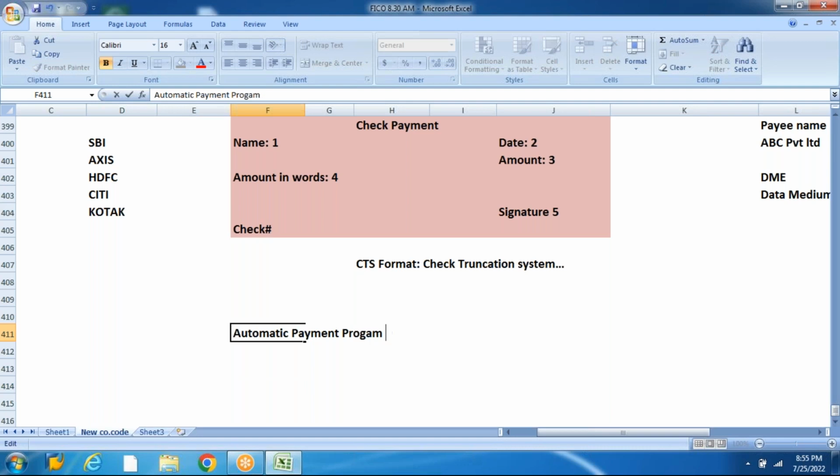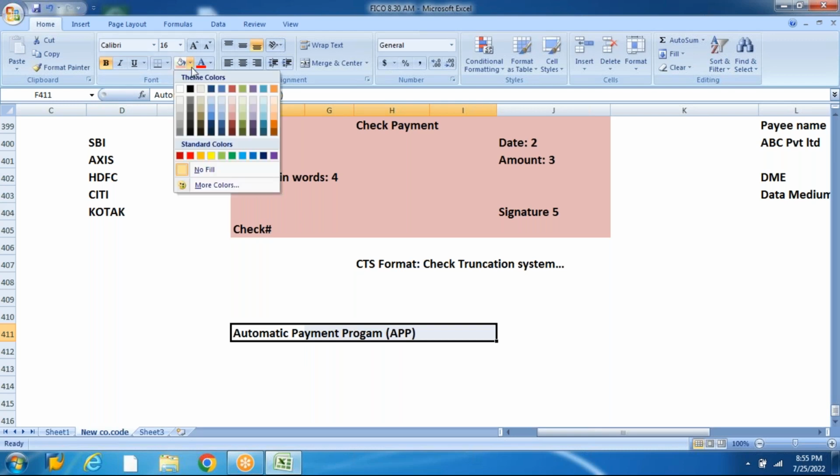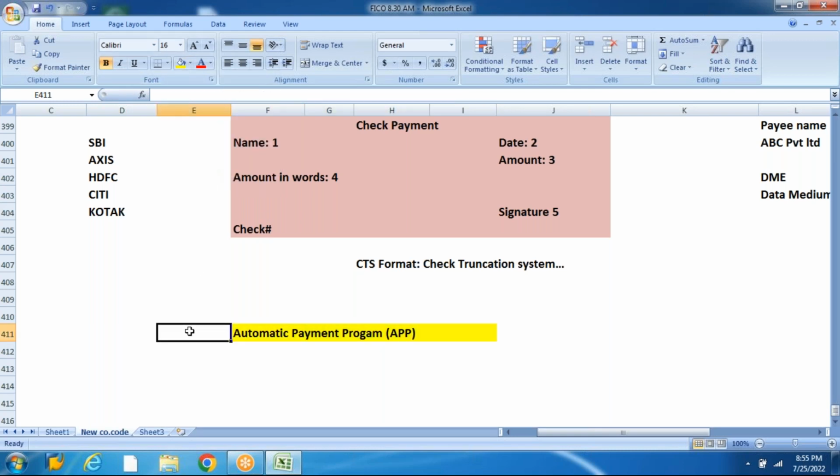Now, this automatic payment program is also called APP. In general, we call it APP. APP stands for automatic payment program. This is a mandatory topic in any interview for SAP FICO, irrespective of country, irrespective of company. This is a mandatory topic to be discussed in your interview. No other way, no other option for you to skip this topic. Clear? Yes, sir.